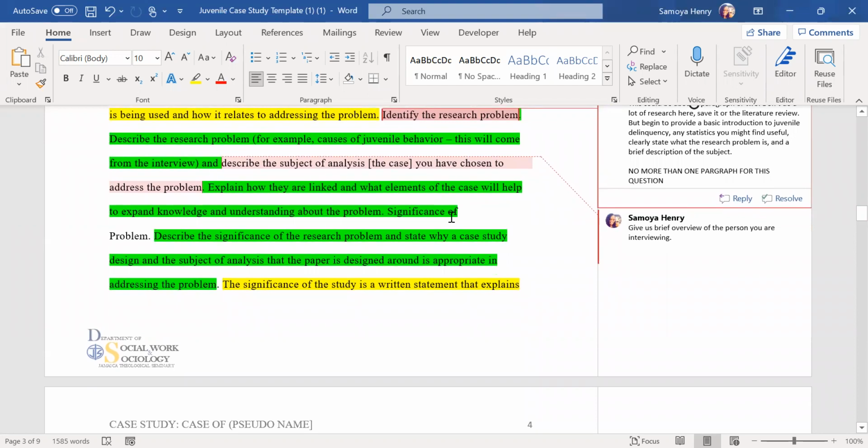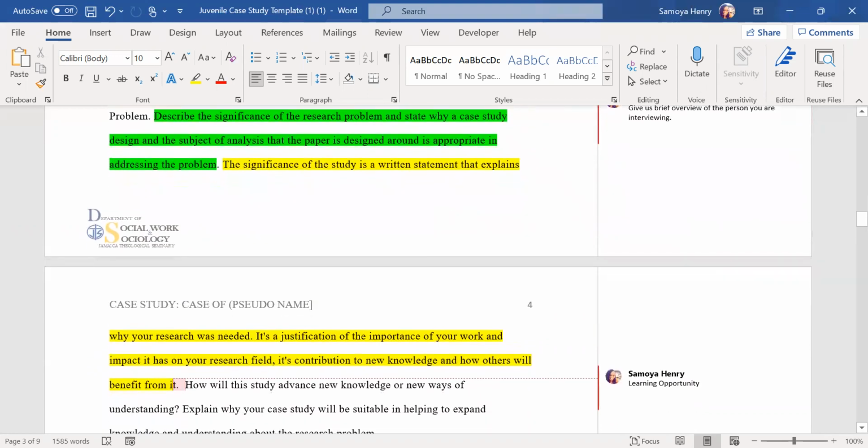Describe the significance of the research problem and state why a case study design and subject analysis of the paper that the paper is designed around is appropriate in addressing the problem. The significance of the study is a written statement that explains why research was needed. It's a justification of the importance of your work and the impact it has on your research, its contribution to new knowledge, and how others will benefit from it.